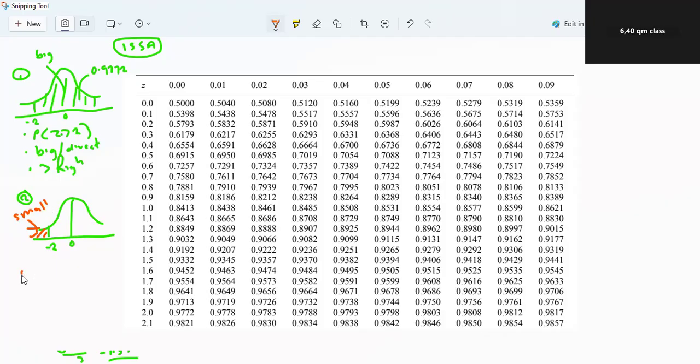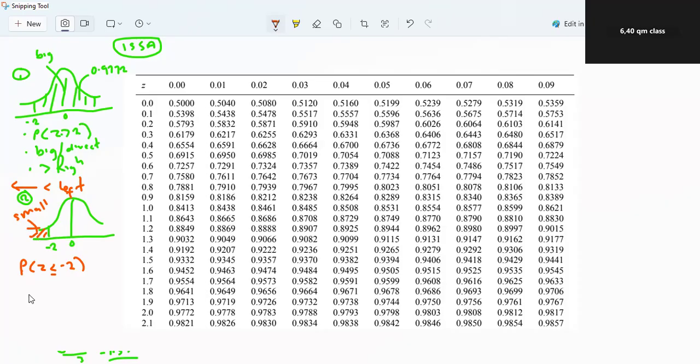Number two, the interpretation of this shading is Z is what? Less than negative 2. Why are we using less than? Because this sign is telling us what? To the left. Less than is to the left. So whether we are subtracting from 1 or reading directly, it doesn't matter whether it's to the left or to the right. What matters is how big it is.